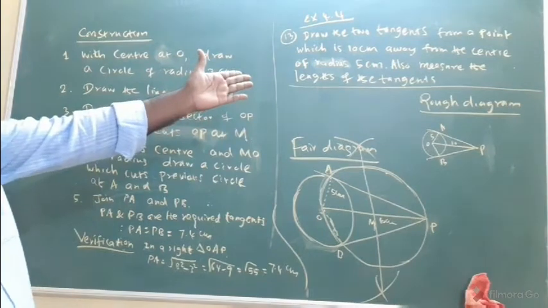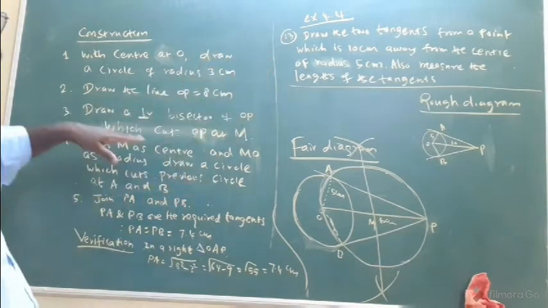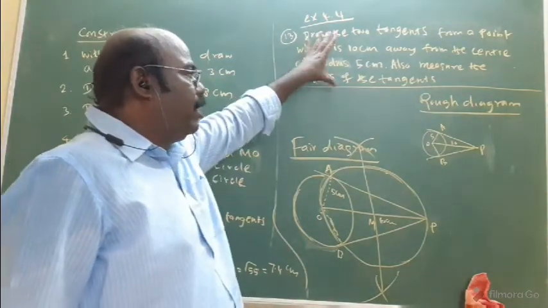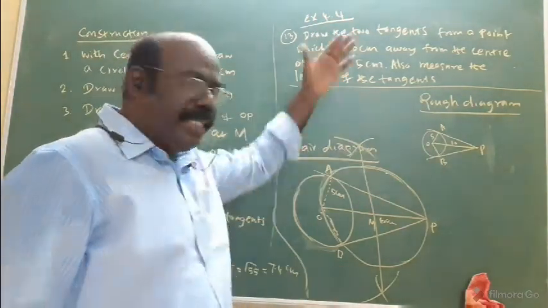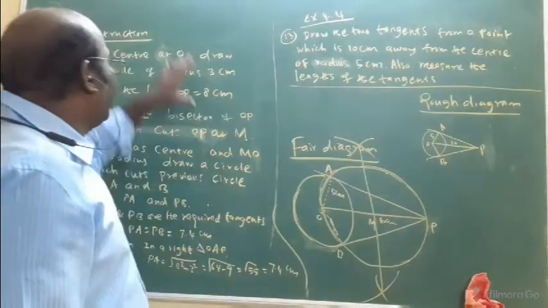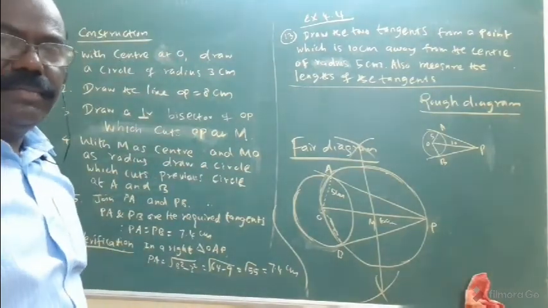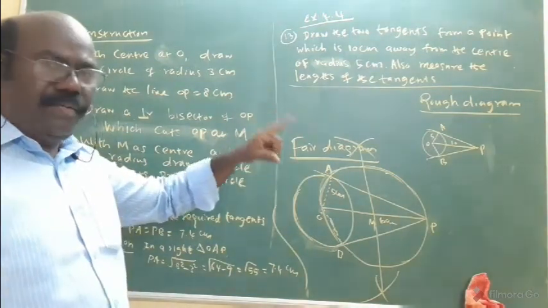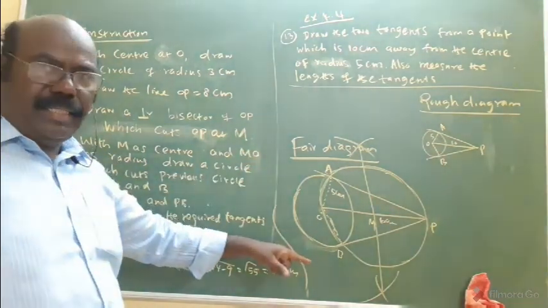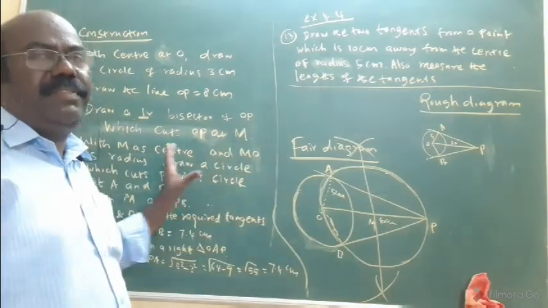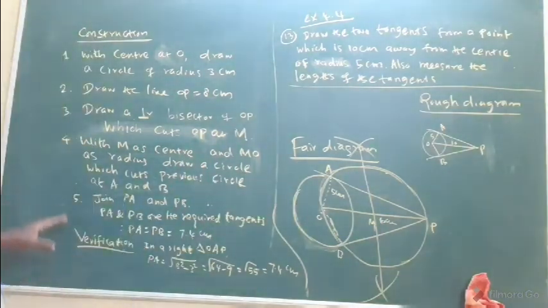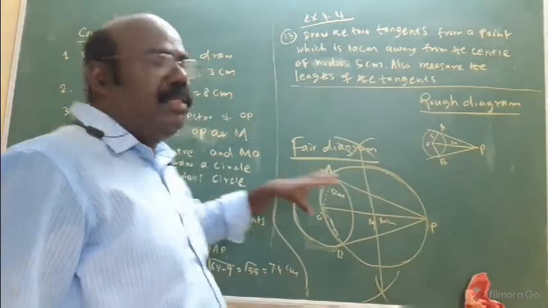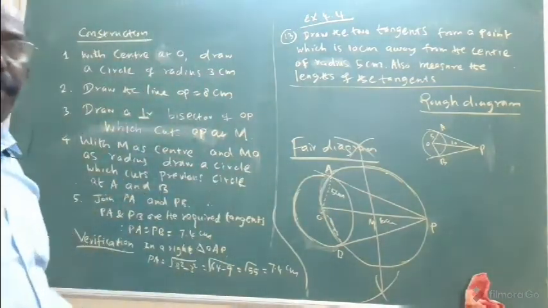What is being asked? The length of the tangent is being asked. Usually in the graph, the rough diagram and fair diagram go on one side, and the construction on another side. In this way you want it. First write the question, then the rough diagram, then the construction, then the diagram. The rough diagram and fair diagram are in pencil. Then for the construction we use the pen, that's important.